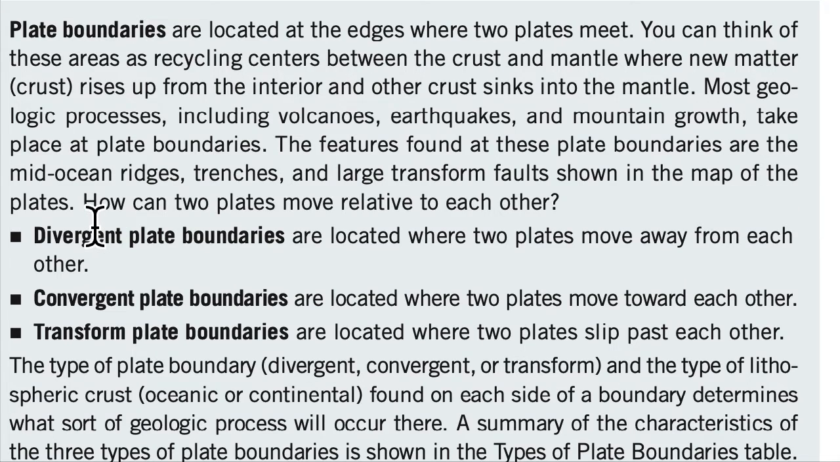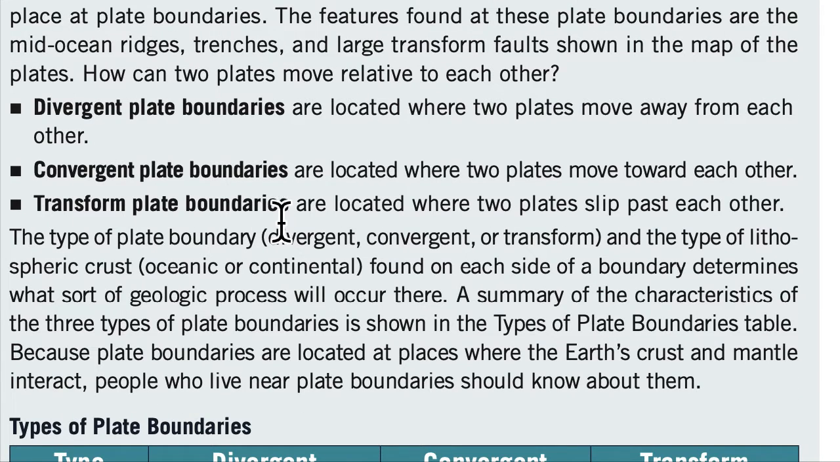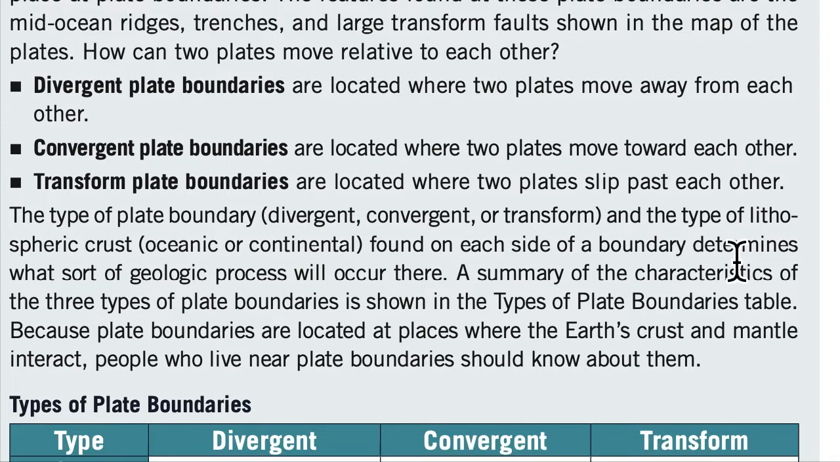How can two plates move relative to each other? Divergent plate boundaries are located where two plates move away from each other. Convergent plate boundaries are located where two plates move toward each other. Transform plate boundaries are located where two plates slip past each other.